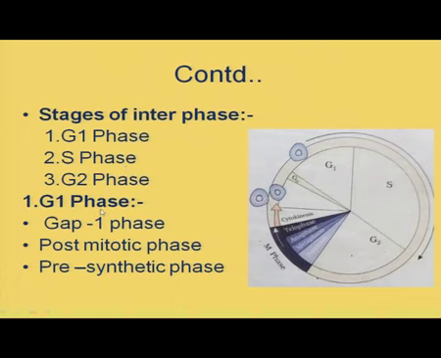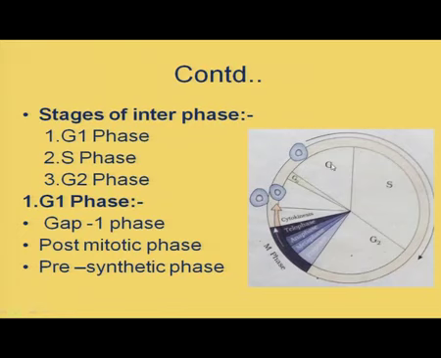Now, coming to the first one, G1 phase. G represents what? Yes, gap phase or growth phase. Gap 1 phase is the post mitotic phase. This is M phase or mitotic phase, and then again G1. So, it is the post mitotic phase. You see here in this cell cycle, here you can see S phase, and before this S phase what you can see? Yes, G1 phase.